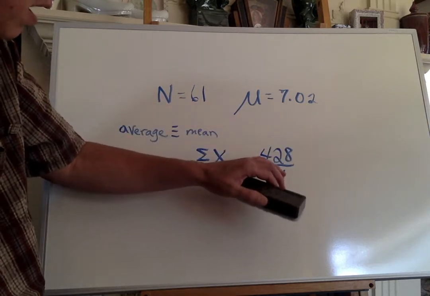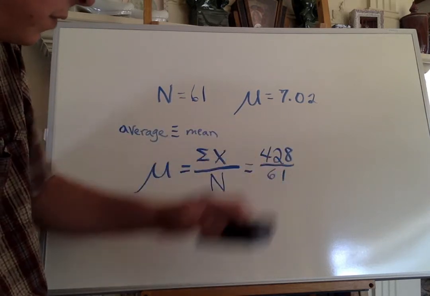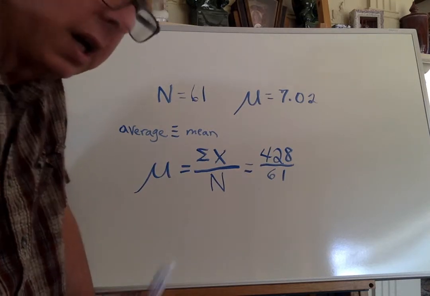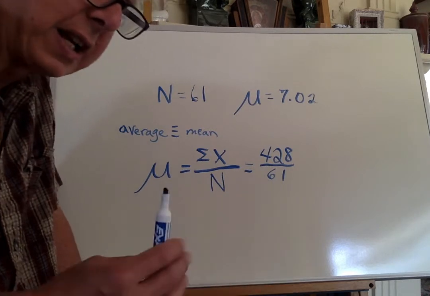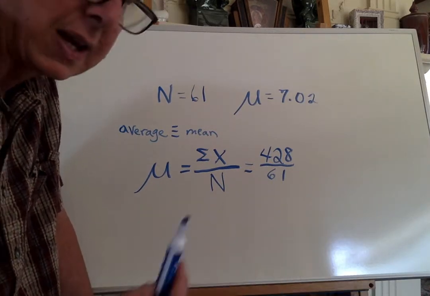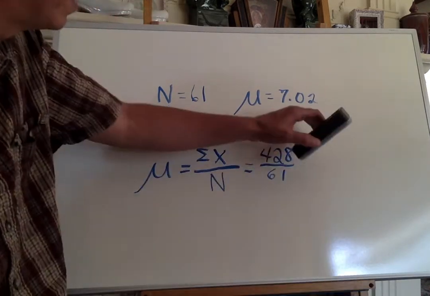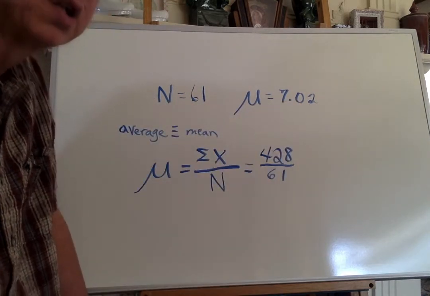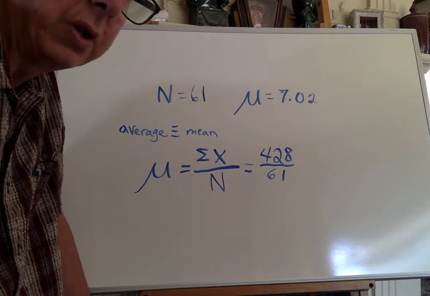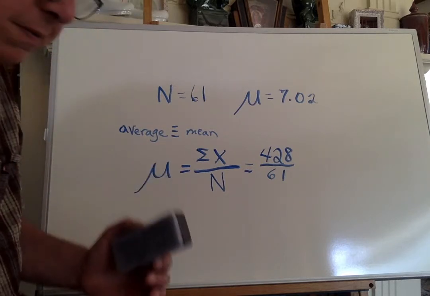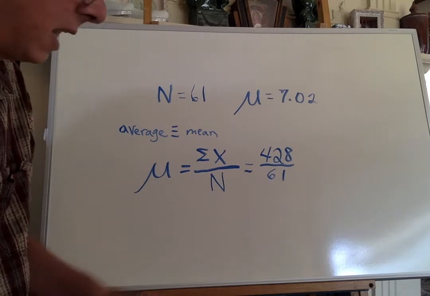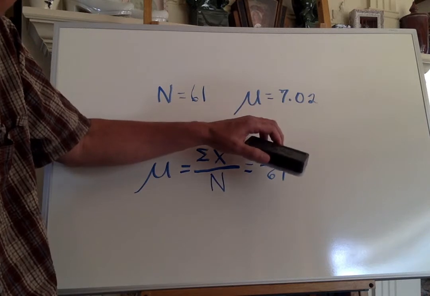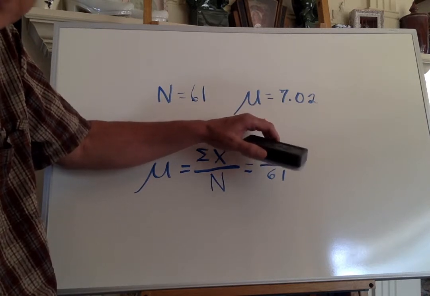Could we get a total of 428 if all the scores were between 7 and 8? If all the scores were between 7 and 8, or in this case 7 or 8, could we get a mean of 7.02? The answer is yes. Could we get a mean of 7.02 if the scores were between 4 and 9? The answer is yes, as long as the total was 428. So this is really all of a sudden causing us a little bit of problems.